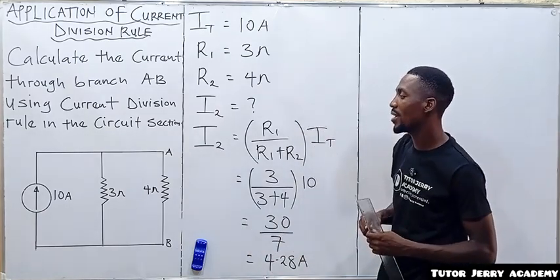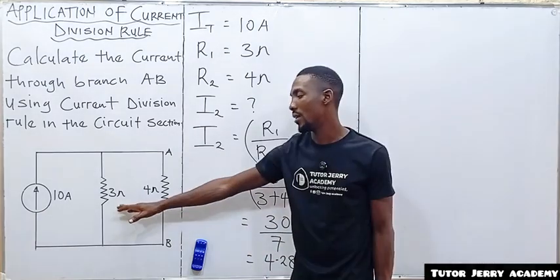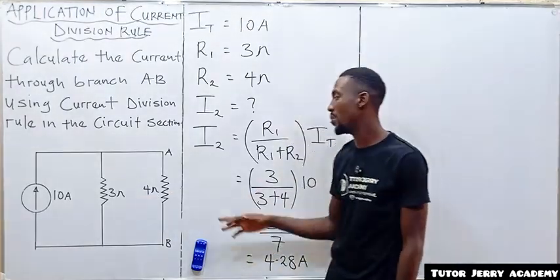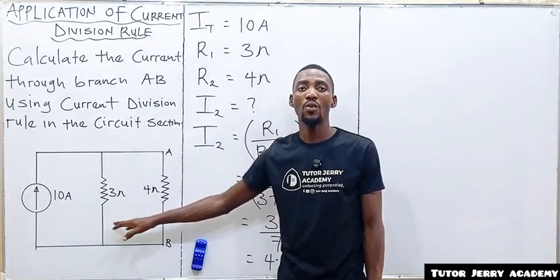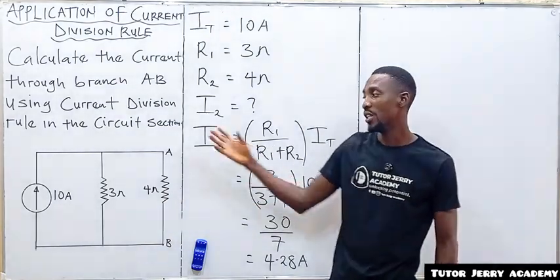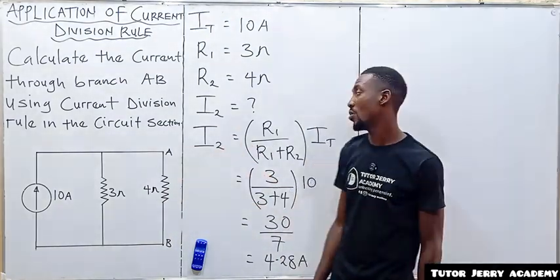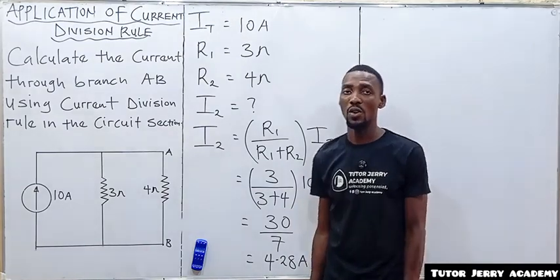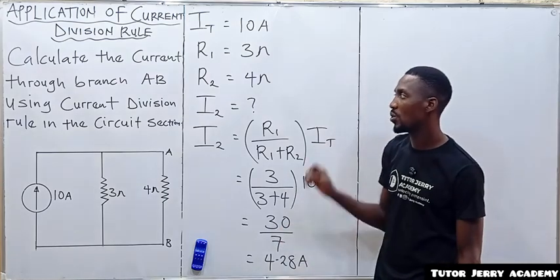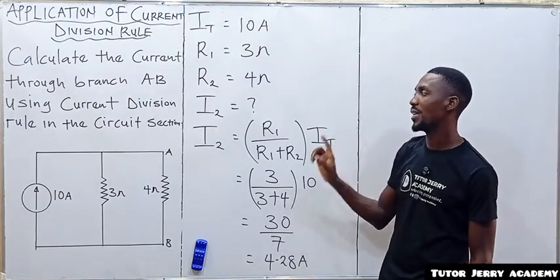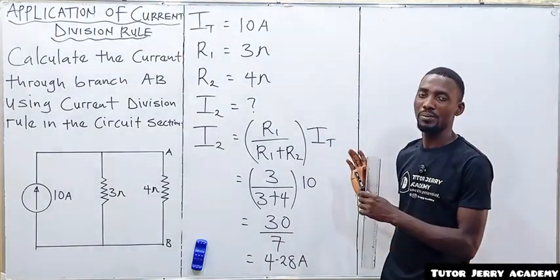And if you want to calculate the current through 3 ohms, it's going to be R2 all over R1 plus R2 multiplied by the total current, and you are going to get your answer. But for this question, I just want us to calculate the current through branch AB.